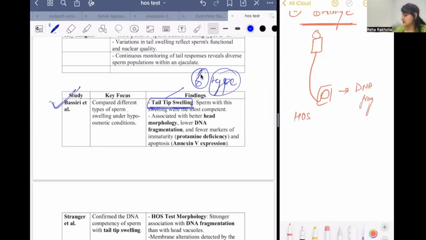This is the HOS test. This is the vacuole, seeing of the vacuole. If the HOS test is negative, there will be more DNA fragmentation. It shows a stronger association. What does this mean? This means that the HOS test is an earlier marker for membrane alteration. That means membrane alteration detected by the HOS test occurred earlier than vacuole formation, providing a valuable early marker for sperm functionality and fertility.